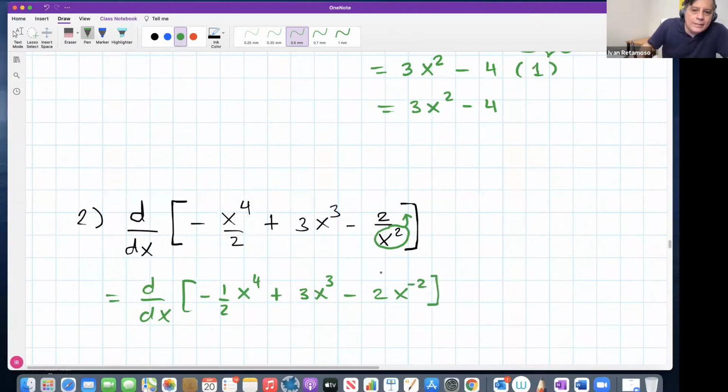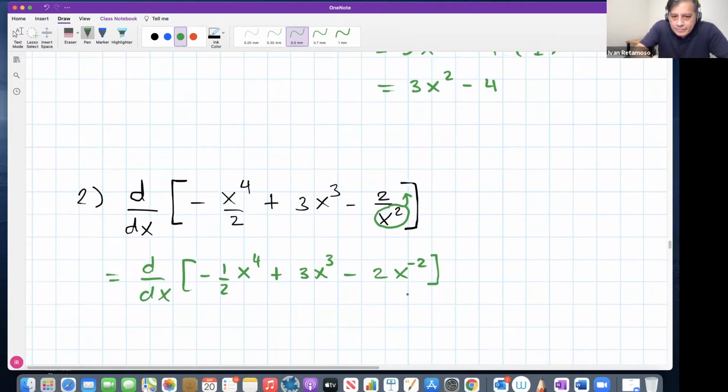Professor, why are you doing that? Well, because I want to make this function look like a polynomial, right? It's not a polynomial function, but I want it to look like a polynomial function so that I can apply easily my power rule together with the other rules, right? So it's a good policy to turn this into this before taking the derivative, okay?